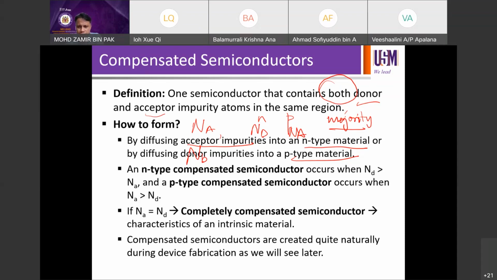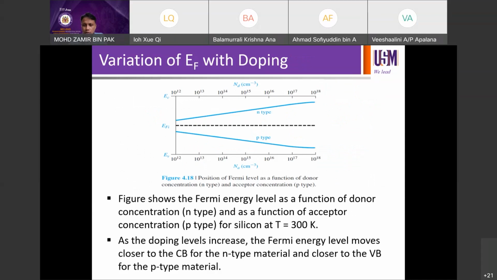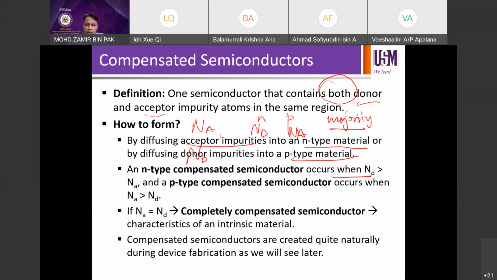An N-type compensated semiconductor occurs when ND is more than NA, right? ND is more than NA. And a P-type compensated semiconductor occurs when NA is more than ND. Okay, so that means you can already reverse the polarity of the semiconductor. If your NA is equal to ND, okay, if katalah you start off with N-type, N-type means ND or NA, the dominant carriers, N-type, are we talking about ND or NA? N-type?